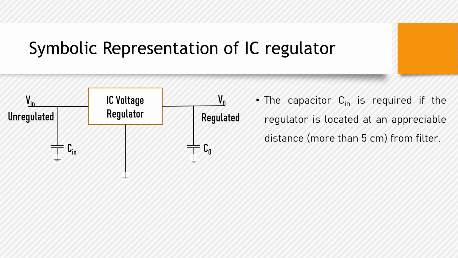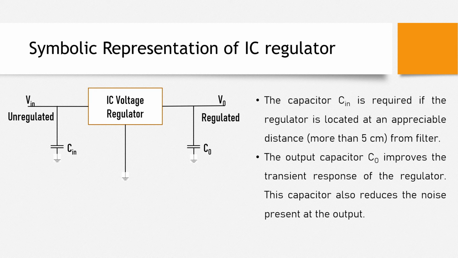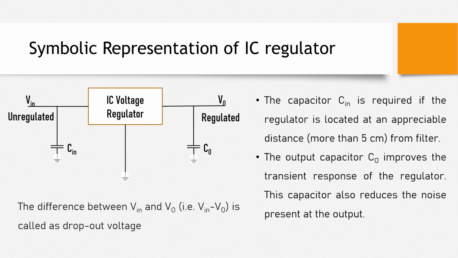The capacitor C in is required if the regulator is located at an appreciable distance, more than 5 cm, from the filter, and the capacitor C0 improves the transient response of the regulator. This capacitor also reduces the noise present at the output. The difference between the input voltage and output voltage, that is V in minus V naught, is called the drop voltage.